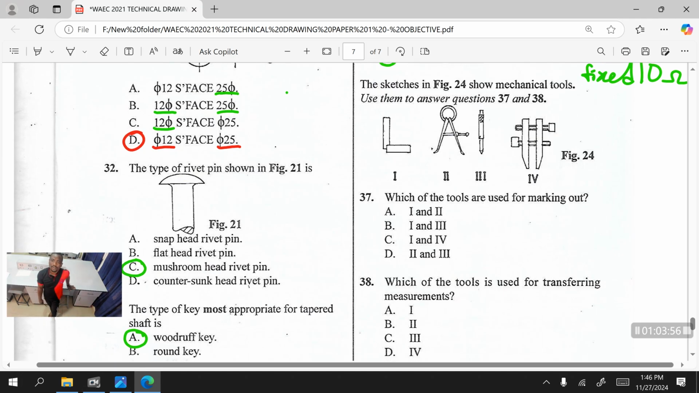The sketches in figure 24 show mechanical tools. Very good. Use them to answer questions 37 and 38. The first thing you should ask yourself is, what are the names of these tools? Then you try to find out what they are used for. So which of the tools are used for marking out? This is a tri-square. Tri-square is used for marking out.